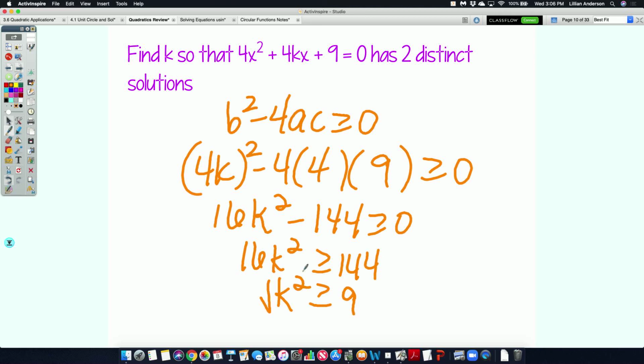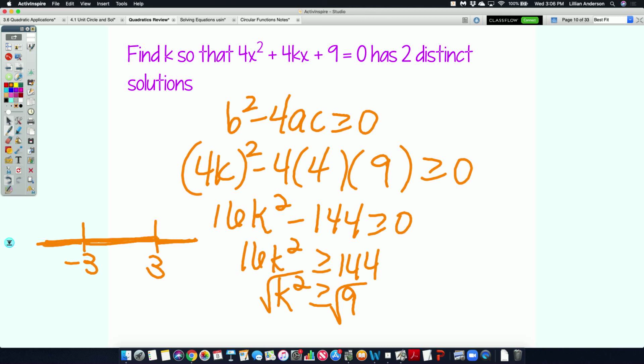Now you have to take the square root. You still get plus or minus 3, but you can't say that k is greater than or equal to 3 and greater than or equal to negative 3. That basically means you have negative 3 and positive 3. You're looking for the values of k so that you'll have 2 distinct solutions. Is it the values in between negative 3 and 3, greater than positive 3, or less than negative 3?